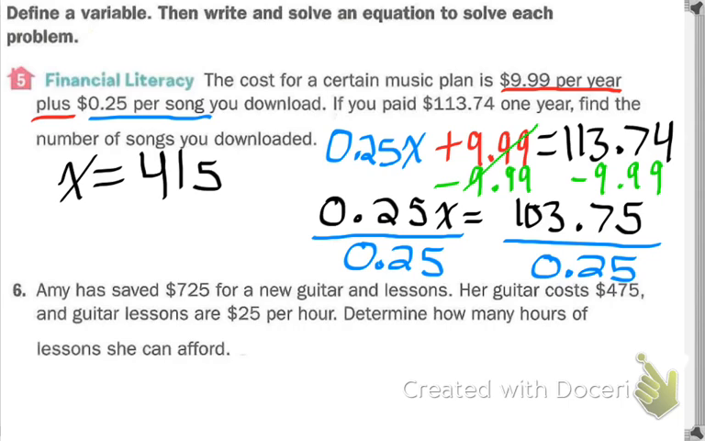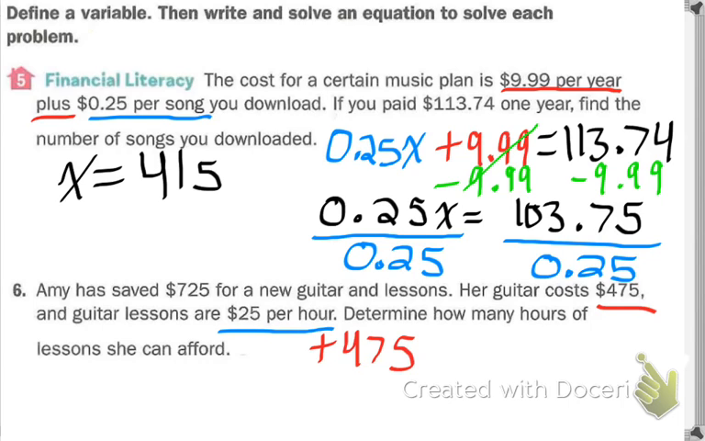Okay, so it says Amy has saved $725 for a new guitar and lessons. Her guitar cost $475. Now, I think you'll agree she only bought one guitar. We're assuming to keep it simple. Now, that's going to increase her cost, so we're going to say $475 plus the lessons, or the lessons plus $475. So just for consistency, I'll just write the lessons plus $475. And it only happens once, so we do not multiply it by anything. That $475 only happens once. So let's continue. It says, and guitar lessons are $25 per hour. And it says determine how many hours of lessons she can afford.